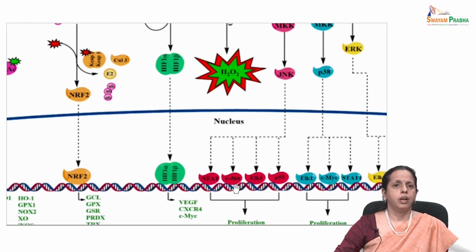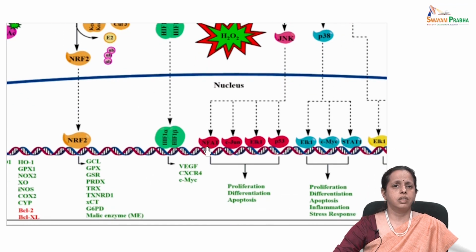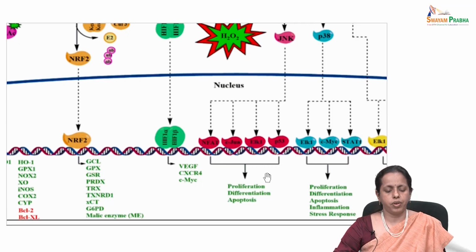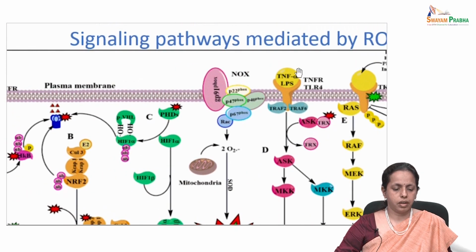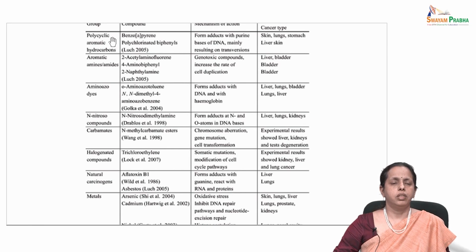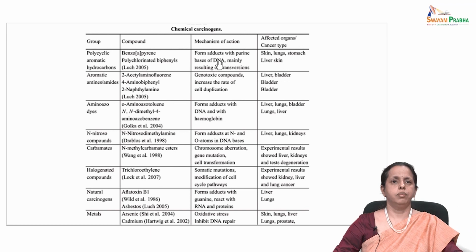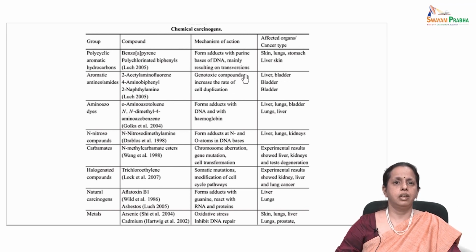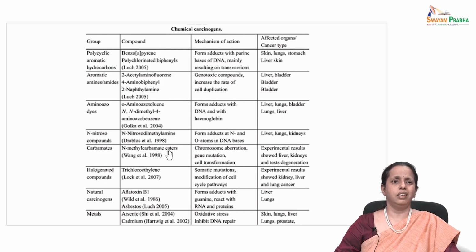Here you can clearly see how all these particular signaling pathways are influenced by the presence of H2O2 or your ROS, and they all play a very key role in the outcome of your cancer. Just a quick note on the different chemical carcinogens, like your polycyclic aromatic hydrocarbons such as benzopyrene, which form adducts with the purine bases of DNA, mainly resulting in invasiveness. This slide gives the list of different chemical carcinogens and the mechanism of their actions, and where exactly they affect.